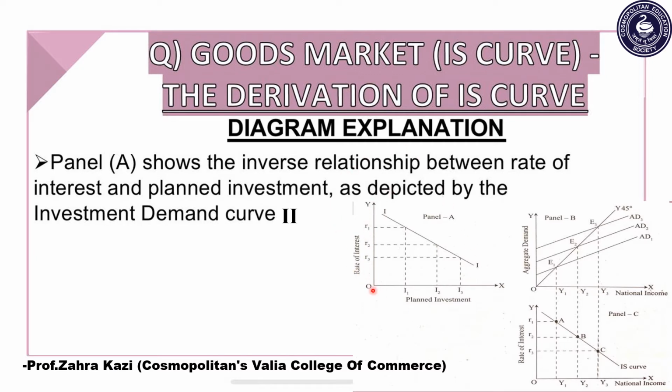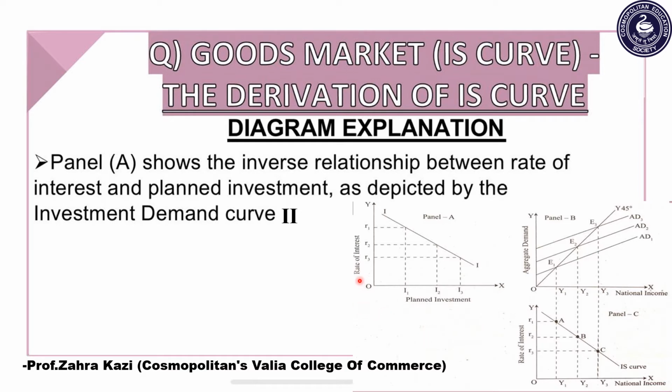Panel A shows inverse relationship. As you can see in panel A, on the x-axis we have plotted planned investment, while on the y-axis we have plotted rate of interest. This curve, the II curve, which is downward sloping, is called the investment demand curve. So panel A shows an inverse relationship between the rate of interest and the planned investment.